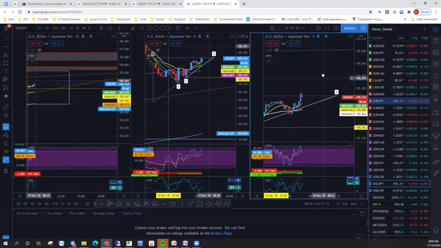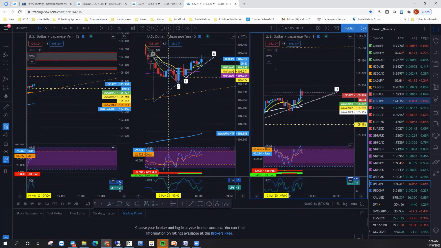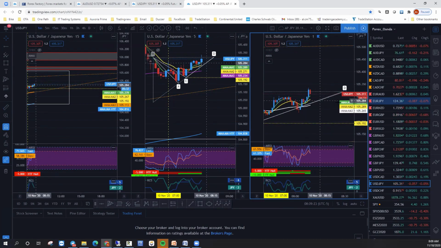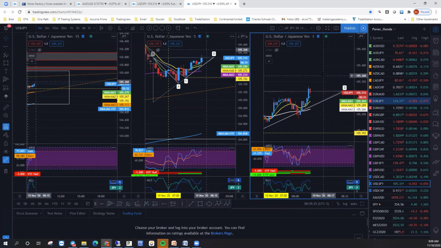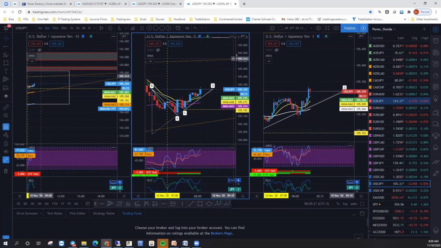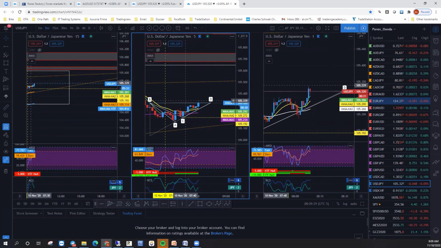So we may want to take a peek at this one. Right now I'm seeing a lot of strength to the upside. I may wait for this. We have this little pullback going on right now. If it pulls back into this zone, it may be worth taking a swing at the bat. You do have room to the upside.